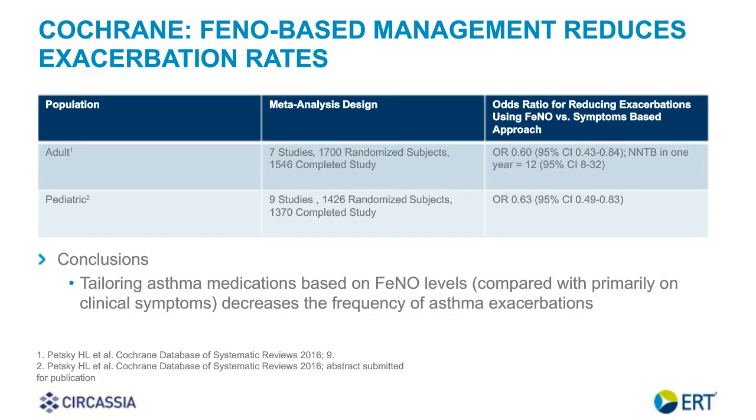Just putting that all together, there's a recent Cochrane analysis that analyzed all of these studies looking at exacerbations in both an adult and pediatric population. These were both published in 2016. And you can see in both the adult and pediatric that the odds ratio of 0.6 in the adult, 0.63 in the pediatrics showed that by using FeNO in managing patients with asthma, you saw roughly a 40% decrease in asthma exacerbations.